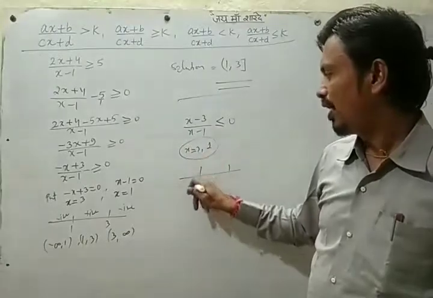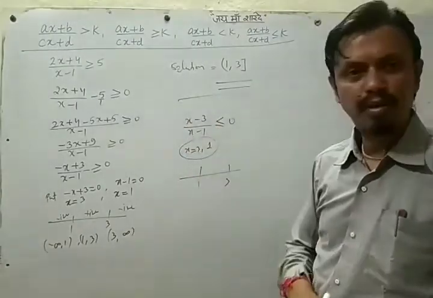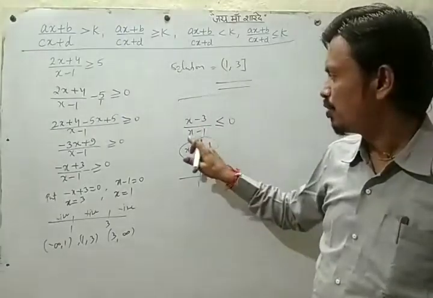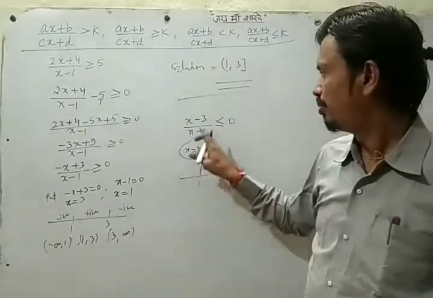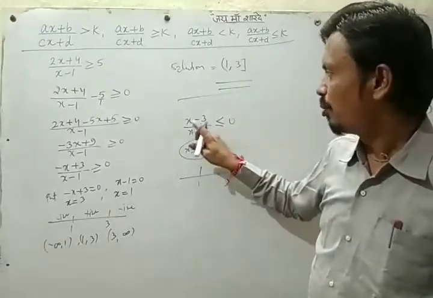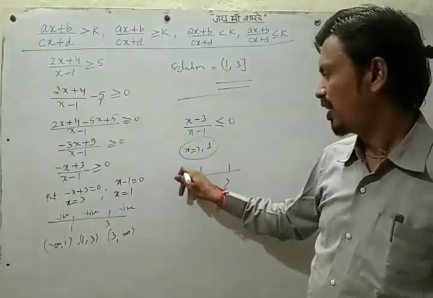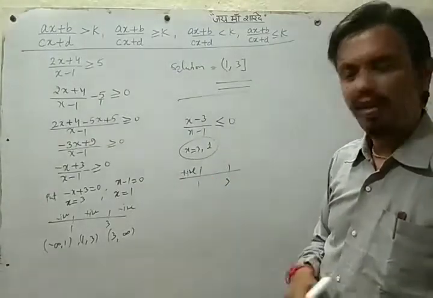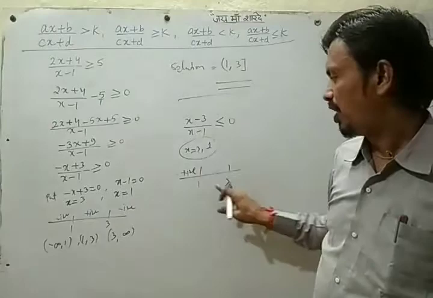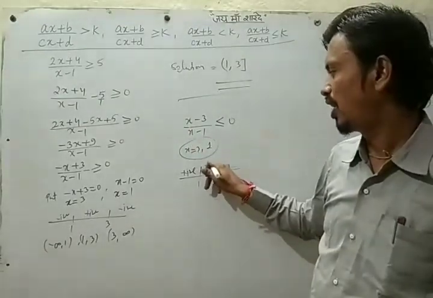In this case, what will these values give? When you take a value less than 1, say 0: 0 - 3 is negative, 0 - 1 is negative, negative and negative give a positive value. So we are getting a positive value here. Then between 1 and 3, take 2: 2 - 3 is negative, 2 - 1 is positive. So we are getting a negative value.